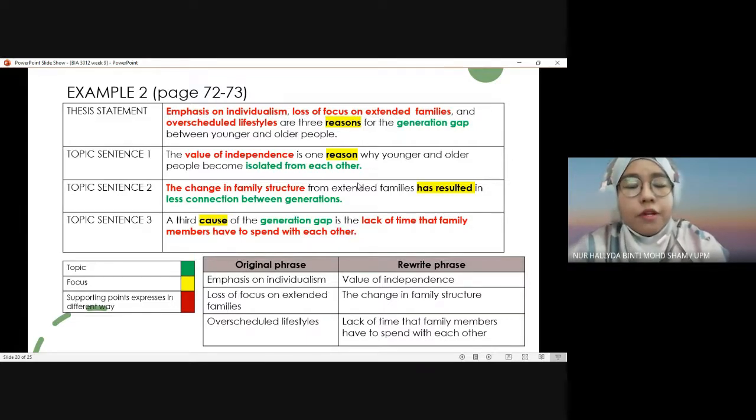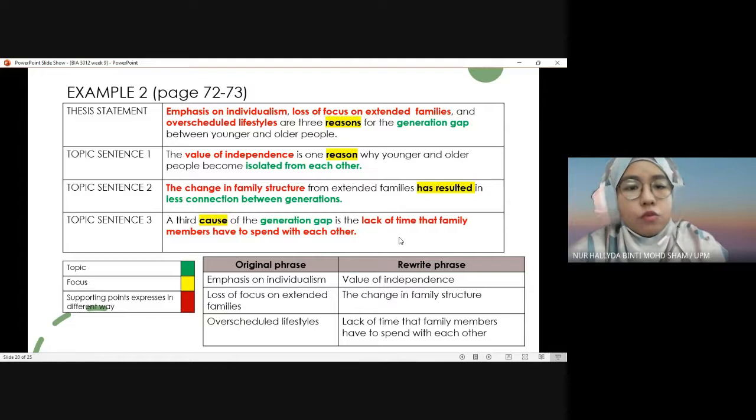So not necessarily that you have to just use the same keyword for each of your topic sentences. Okay, if you are still confused, this is just to compare how the original phrase is rewritten into a different one, or is expressed in a different way but still maintains the meaning.